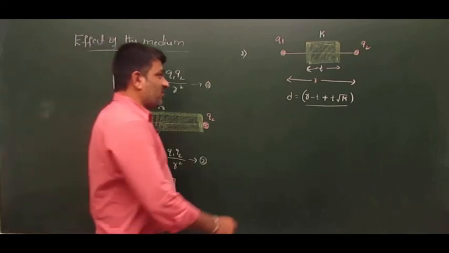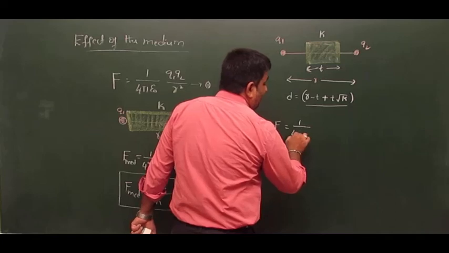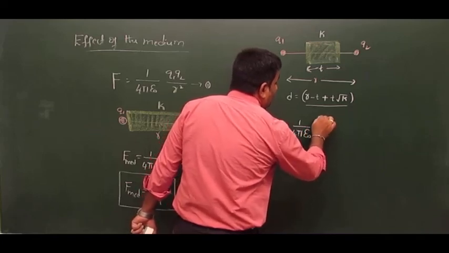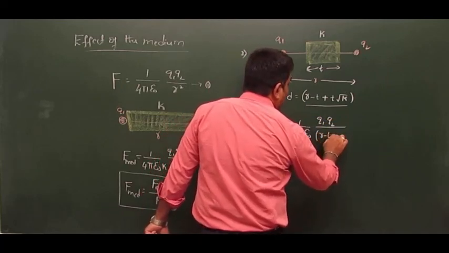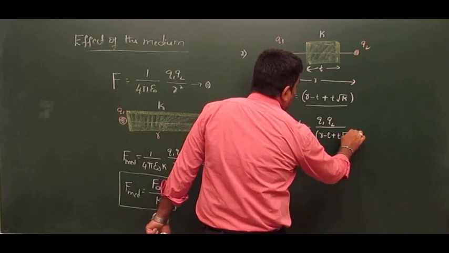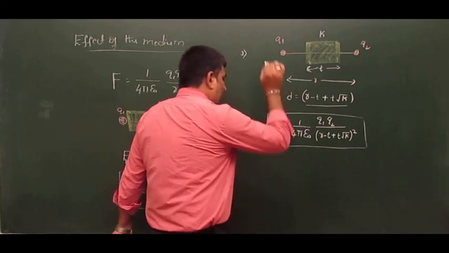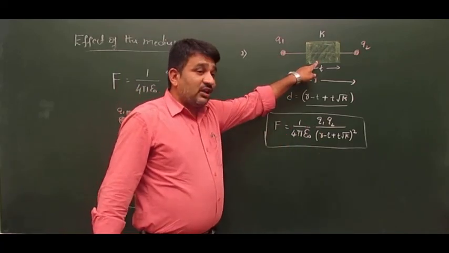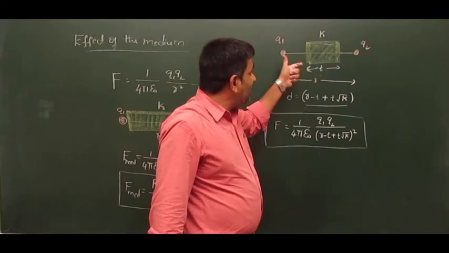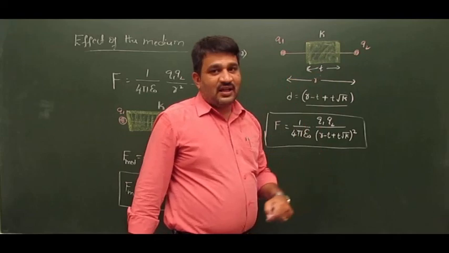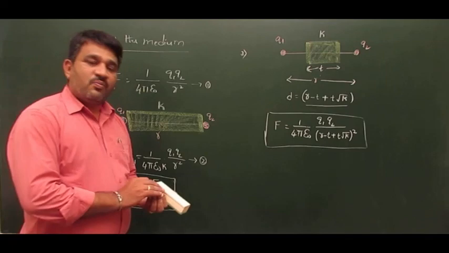Then the expression for the force is equal to 1 divided by 4 pi epsilon naught into Q1 into Q2 divided by R minus T plus T into root K, whole square. This is the expression for the force when the dielectric of constant K and thickness T is partially filled in between the two charges. This is the condition. Now we go for the principle of superposition.